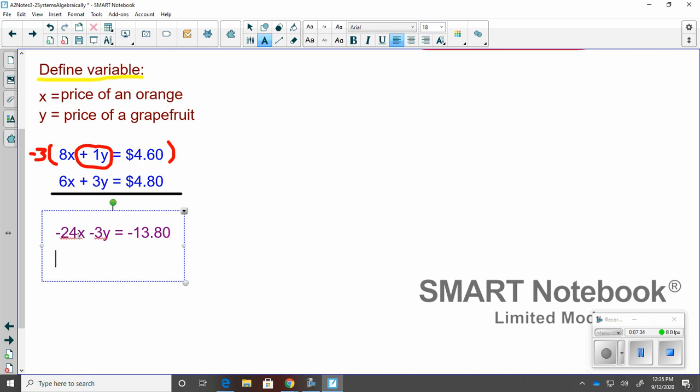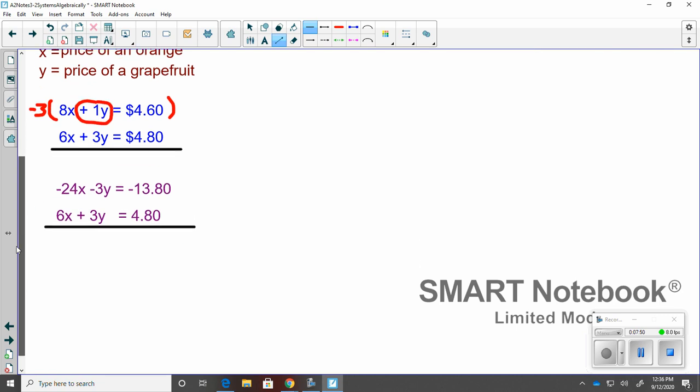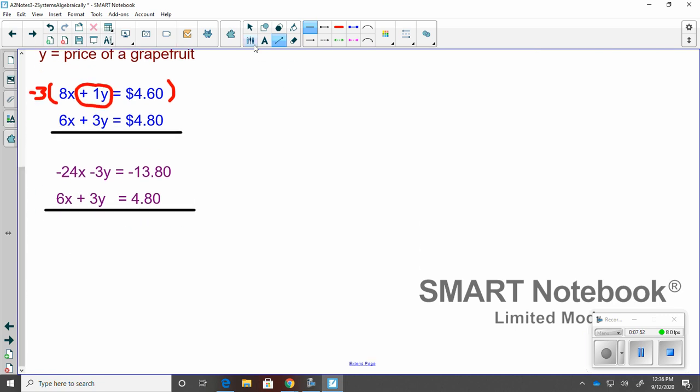Second equation, I'm not changing, so I'm going to recopy it underneath, and that way I keep everything organized to prevent making a silly mistake. And so this is the system of equations that I'm actually trying to solve right now. Don't lose sight that x stands for the price of an orange and y stands for the price of a grapefruit.